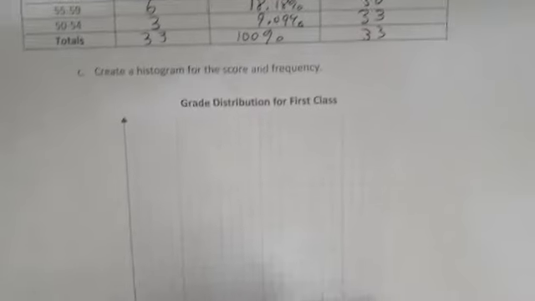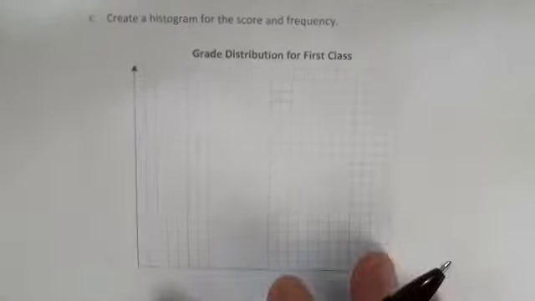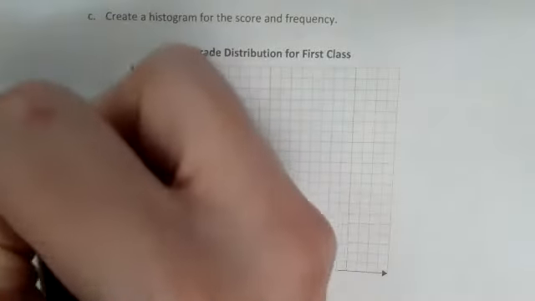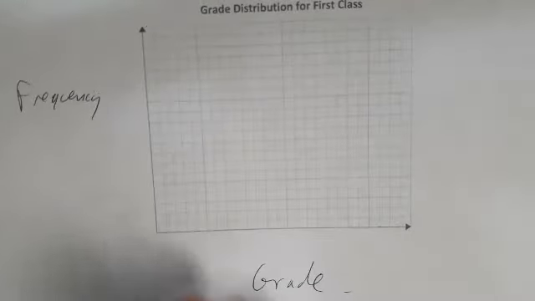Okay, so we want to create a histogram for the score and frequency. So this is a thing, you could probably do it either way. Typically histograms, I think we typically do them on the x-axis. That's the way I typically do things, so that's the way I'm going to do things. I feel like the next problem might actually be a little bit easier, I think.